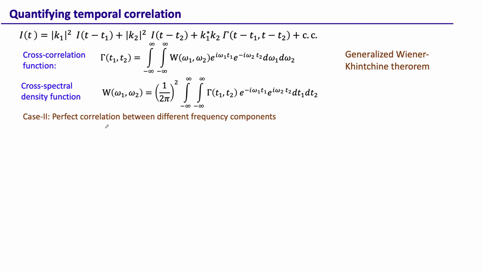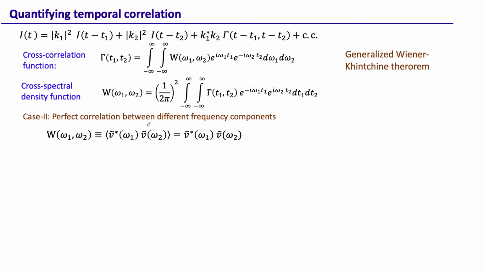Now when we go to the second case, which is basically perfect correlation between different frequency components, this is the exact opposite of the first one. In this case, the cross spectral density function, which is defined as the ensemble average of this quantity, is the same as the quantity itself. So the ensemble average doesn't bring in anything. Essentially there's really no randomness in the process. The frequencies are perfectly correlated, so there's no randomness, hence the ensemble average is the same as the quantity itself.